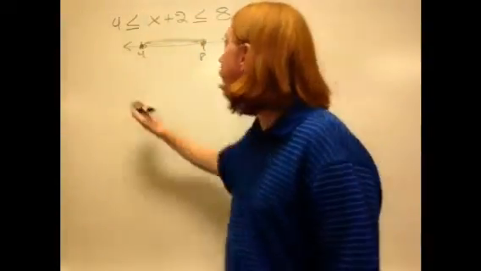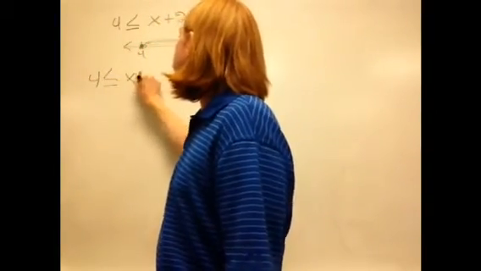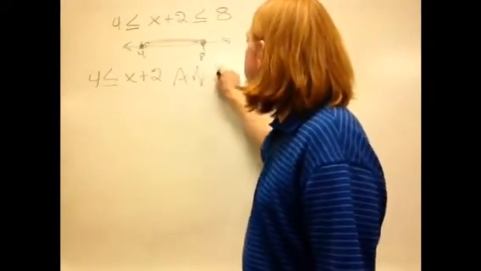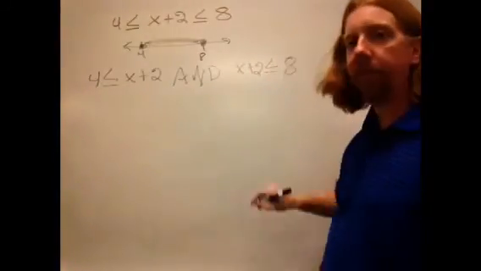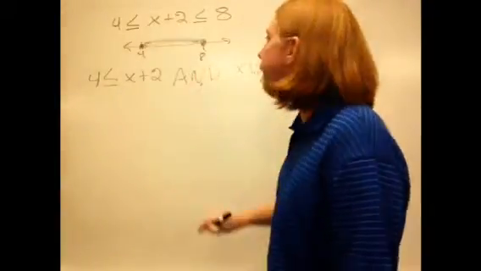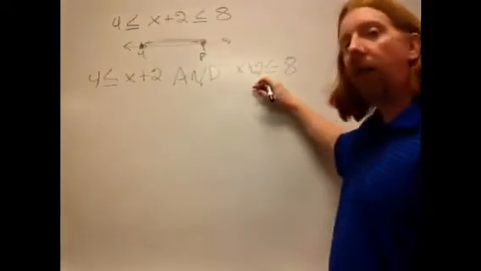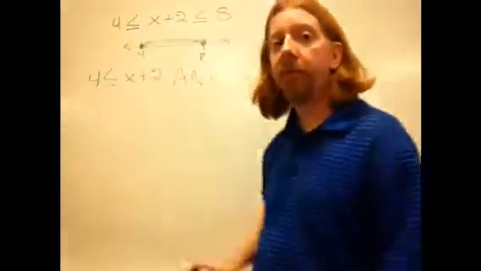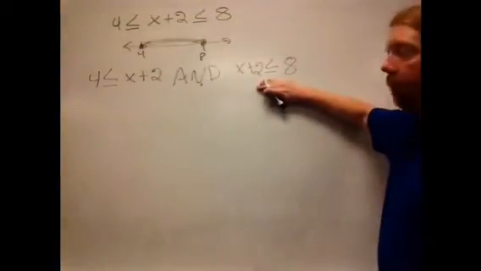Another way to think of this is that I'm talking about the idea that 4 is less than x plus 2 and x plus 2 is less than or equal to 8. So I have these two ideas running at the same time. I have this lower limit down here, and this upper limit. Whenever I have this situation, I can break it into two statements, the bottom and the top.